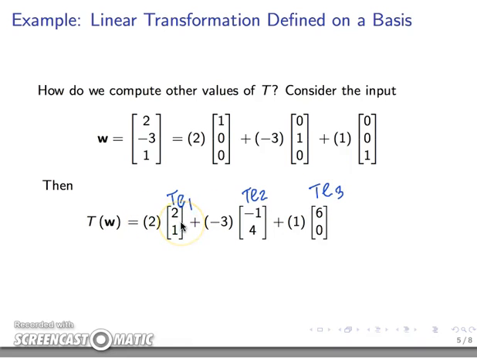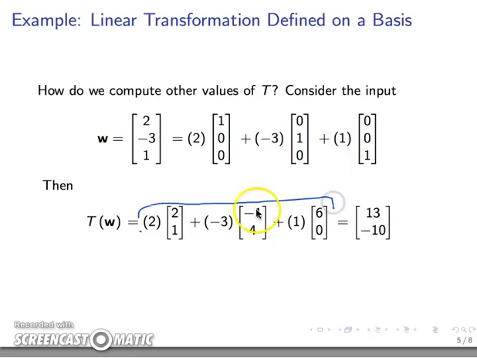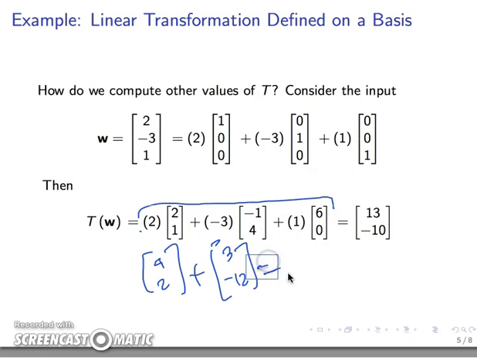And so with this calculation, we obtain that in fact the image of w is the vector (13, minus 10), because we end up actually carrying out the calculation of this linear combination, right? So we compute each of these vectors. So this would be (4, 2) added to (3, minus 12) added to the vector (6, 0), and that precisely leads to this vector.